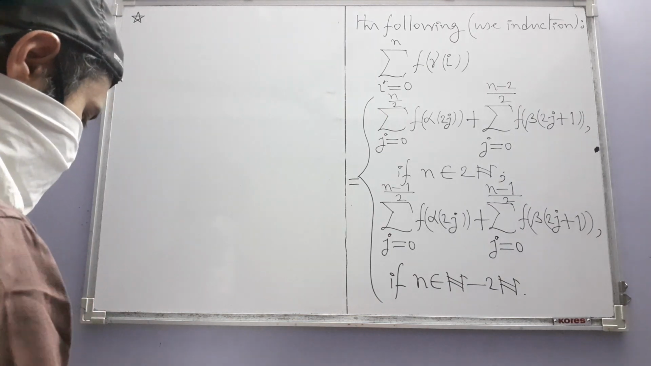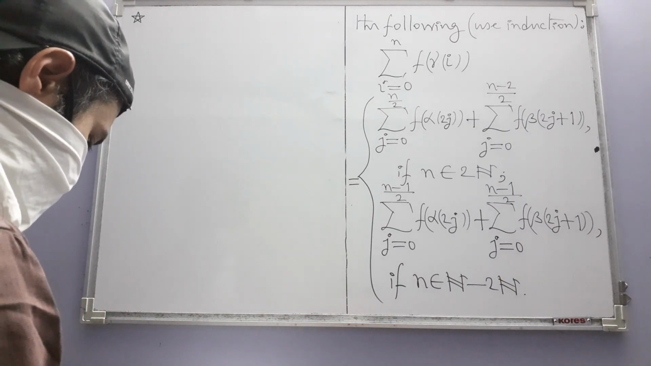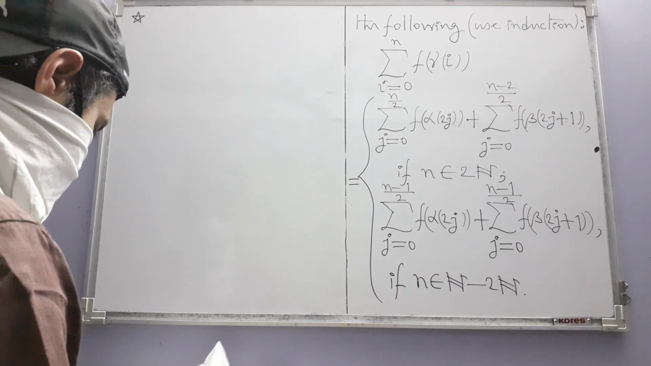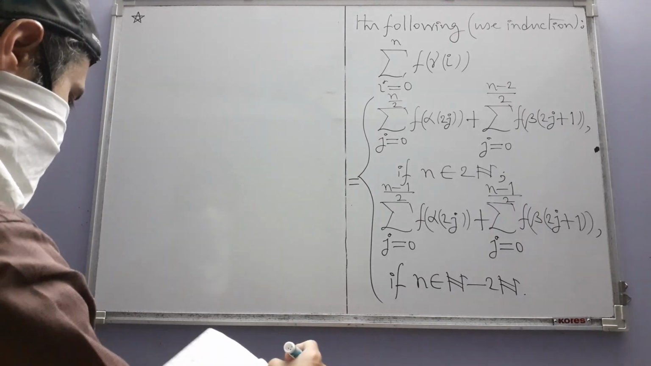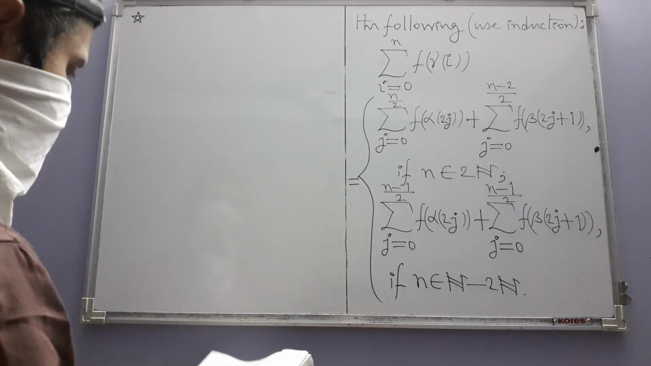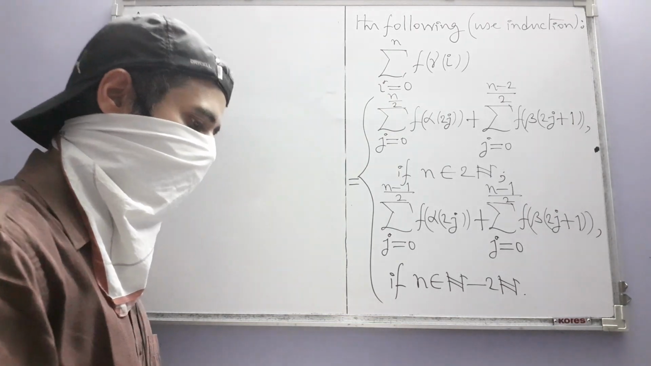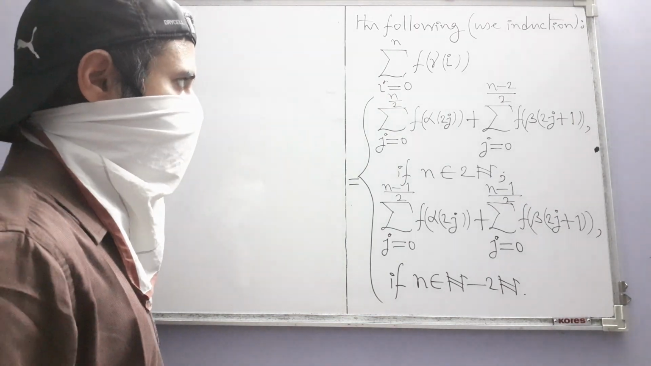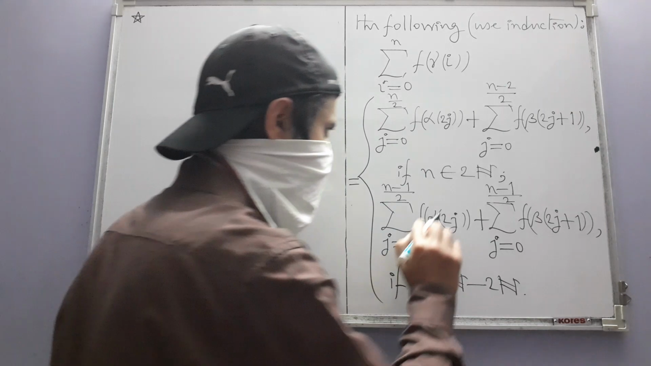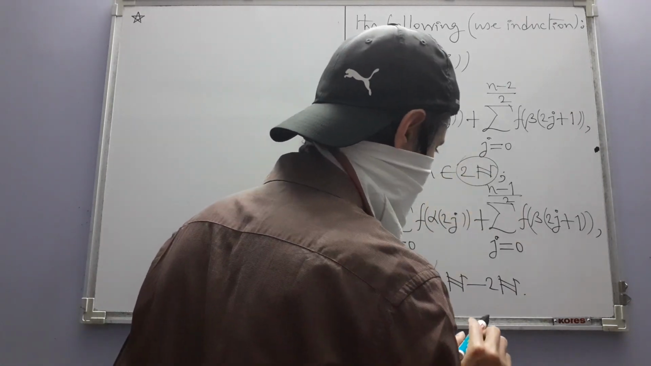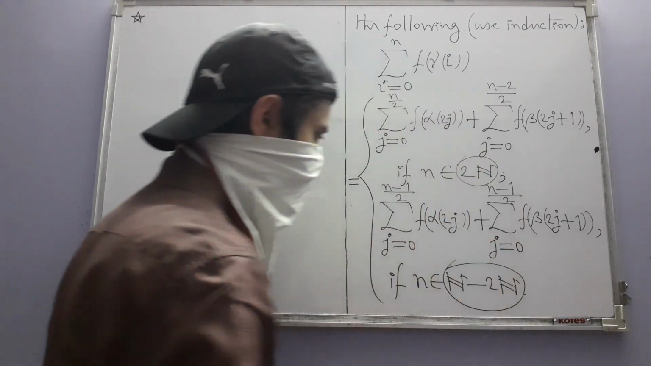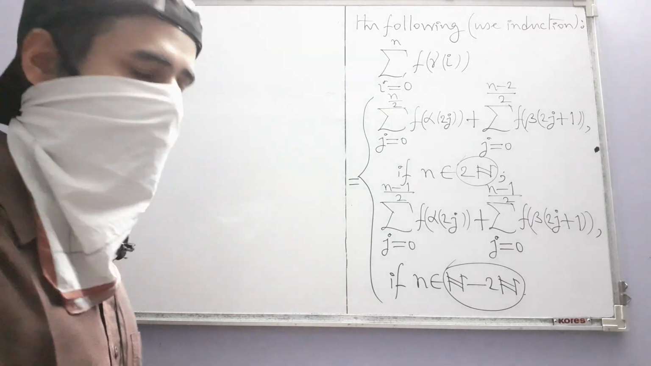And now next, we use the fact that these sets, the set of even natural numbers and the set of odd natural numbers, are themselves countable.